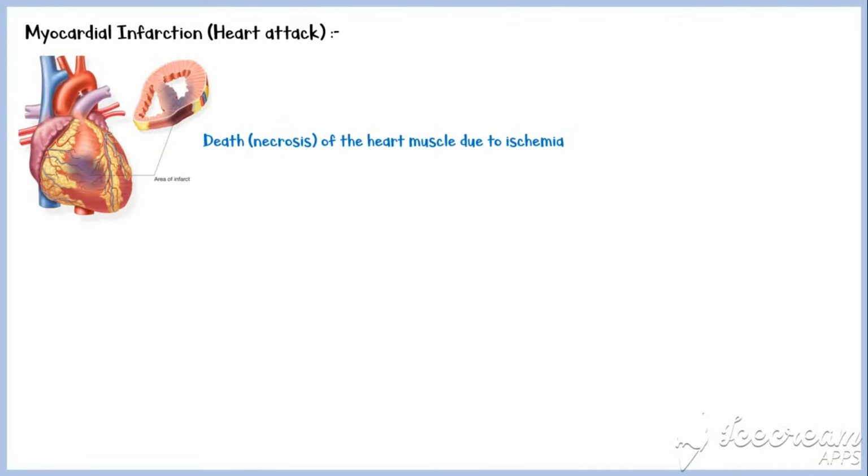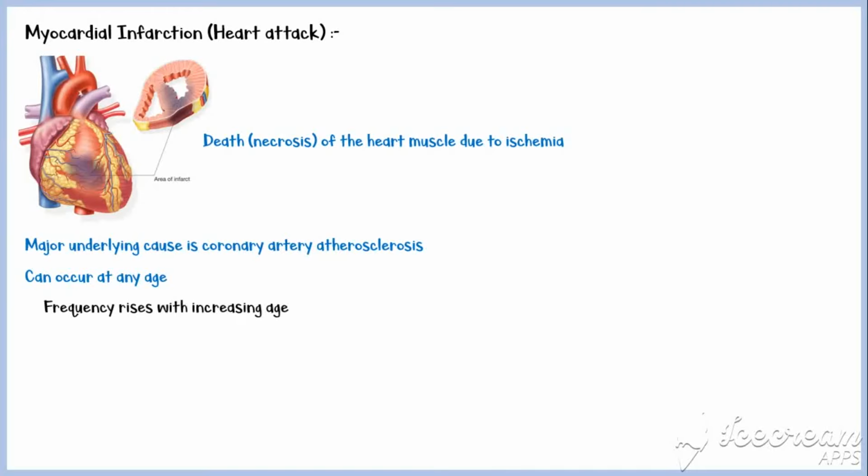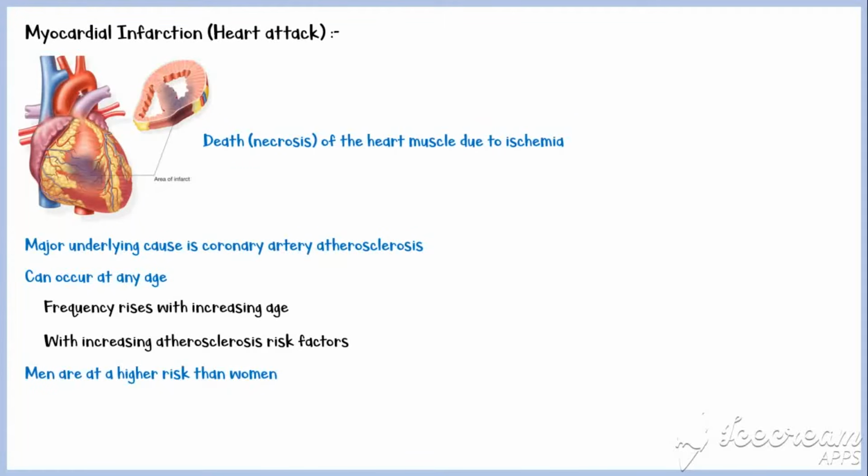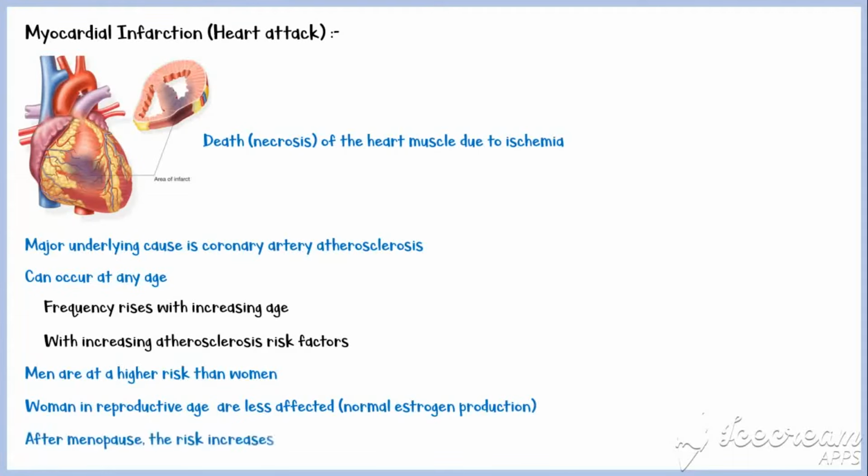Now let's come to our original topic. Myocardial infarction, or heart attack in general, is death of the cardiac muscle due to severe prolonged ischemia. Major underlying cause of myocardial infarction is coronary artery atherosclerosis. Myocardial infarctions can occur at any age, but the frequency rises with increasing age and with increasing atherosclerosis risk factors. Generally, men are at a higher risk than women. And women in reproductive age are less affected because of their normal estrogen production. However, after menopause, the risk increases.